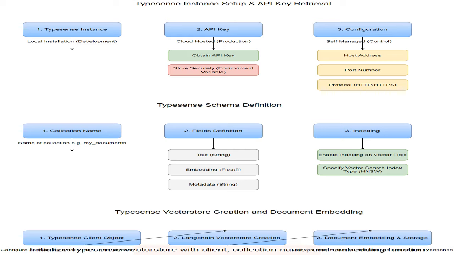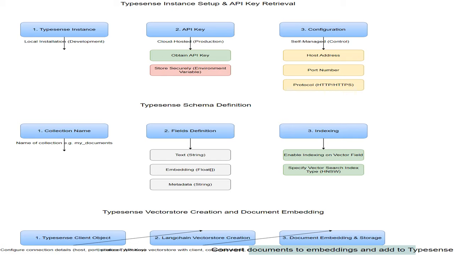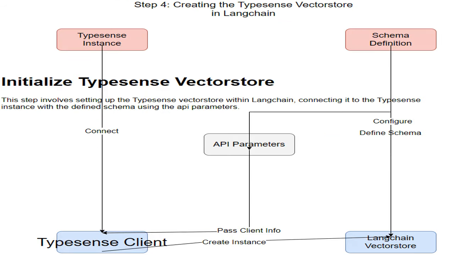Here the Typesense vector store is initialized with the client, collection name, and embedding function to enable efficient vector storage and similarity search functionalities. Once initialized, document embedding and storage can be seamlessly performed, adding vector embeddings to the Typesense vector store. Now, convert your text documents into vector embeddings using an embedding model, then add them to the Typesense vector store.